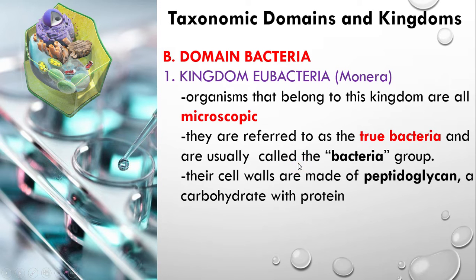The cell walls of organisms in kingdom Eubacteria, as I said earlier in part 1, are made up of peptidoglycan, which is a carbohydrate with a protein. The cell walls of plants are made up of cellulose. The cell walls of fungi are made up of chitin. Examples of Eubacteria are Streptococcus, Lactobacillus, and many more.